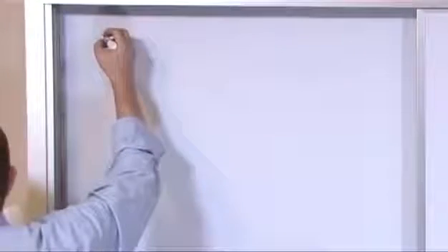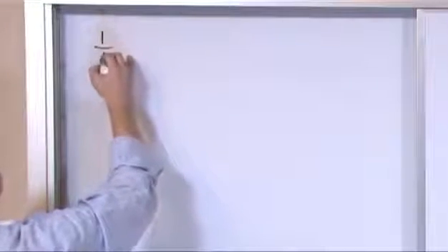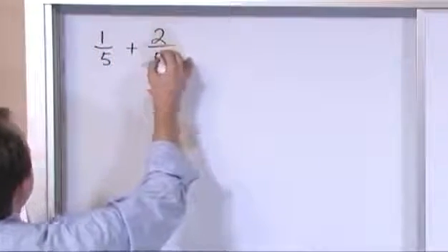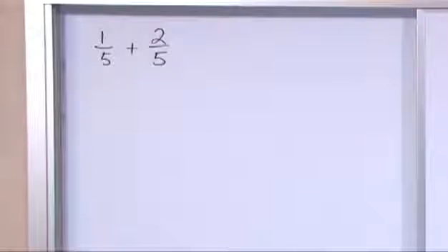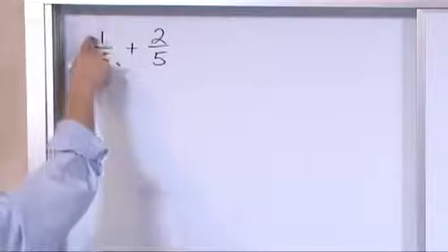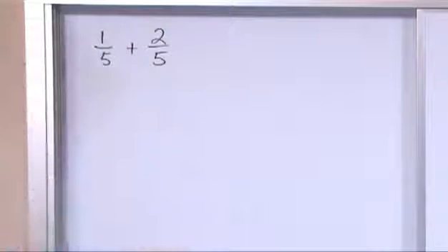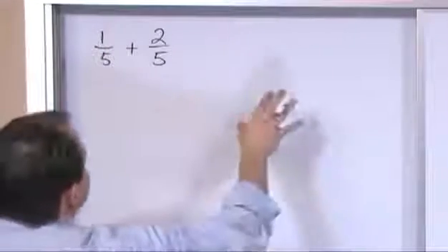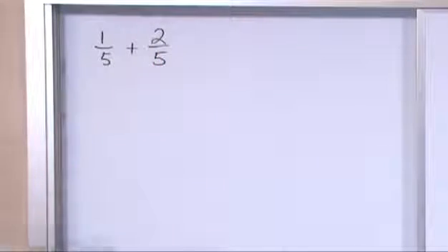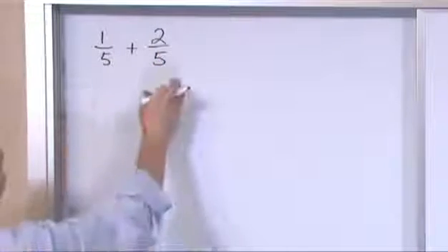So for our first problem, let's pick an easy one. Let's say 1/5 plus 2/5. Now remember, what is a fraction? You should really have a mental image. You have a pizza, you cut it into 5 pieces. This guy has one of those 5 pieces. Another person cuts another pizza up into 5 pieces, he has only 2 of them. So this guy has 1 out of 5 pieces, this guy has 2 out of 5 pieces.